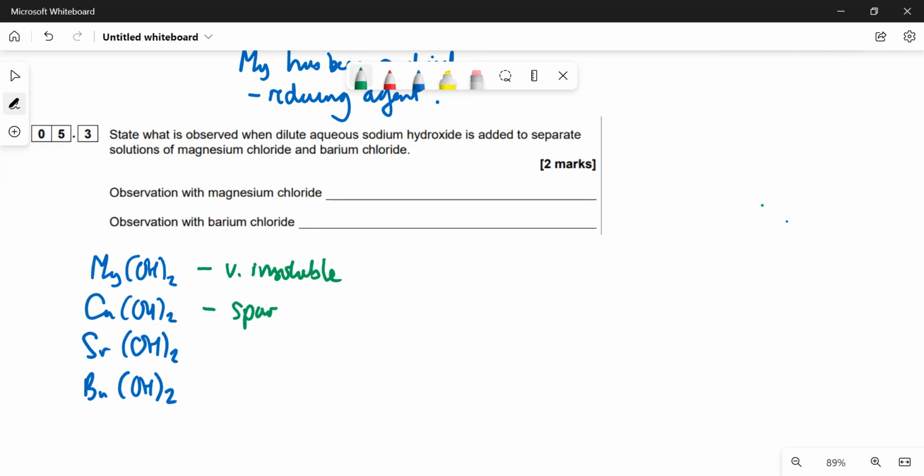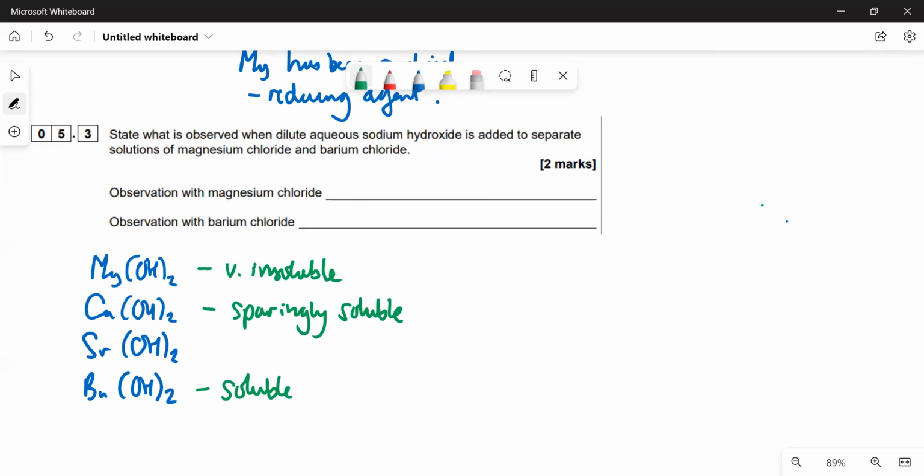Calcium hydroxide is sparingly soluble. That's what lime water is, a solution of calcium hydroxide. And you can only make it about 0.1 mole per decimeter cubed. You can't make it any stronger than that because it won't dissolve very well. But barium hydroxide is pretty soluble. Strontium hydroxide is also pretty soluble.